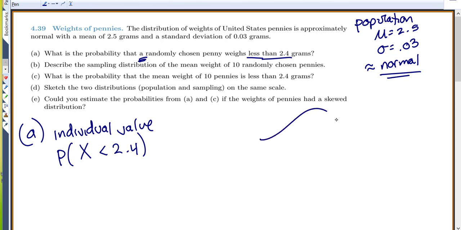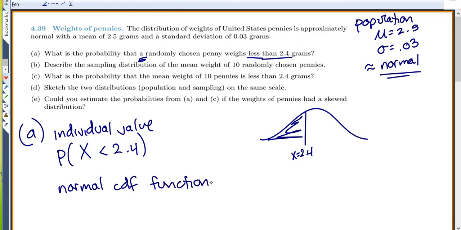I always start by drawing a picture. My average is 2.5, so 2.4 is probably about here. X equals 2.4. I want the probability to the left. So I'm going to use my table or my calculator. I'm going to use the normal CDF, make sure CDF and not PDF function. Now you need bounds. I don't have a lower bound, so let's just put in some ridiculously small number like negative 1 billion, just lots and lots of zeros. My upper bound is 2.4.